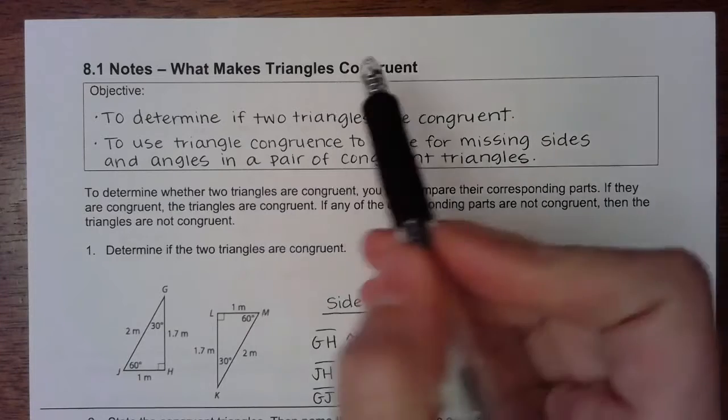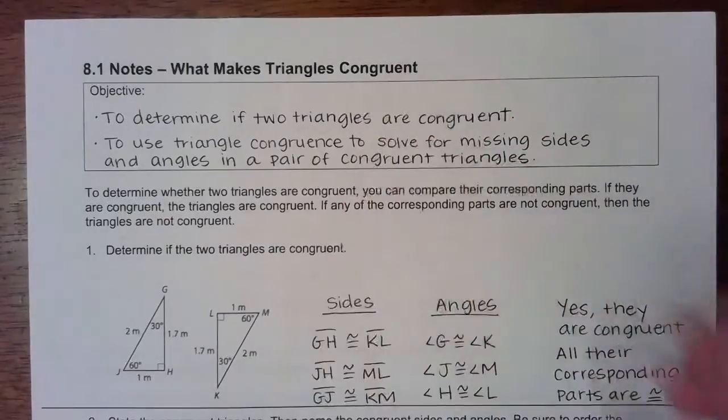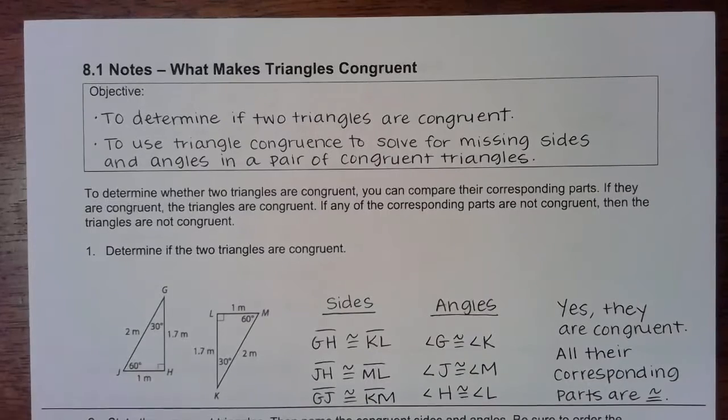In section 8.1, we're going to be looking at what makes triangles congruent. Another word for congruent is equal. It means the two triangles are the same size. If two triangles are congruent to each other, it means that 6 things about them have to be true.